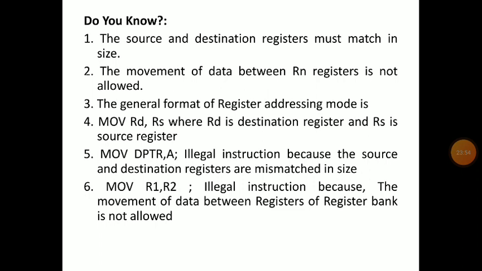You may think that both are registers, so why can't we use these two registers as the destination and source in the register addressing mode? But it is mismatched and it is illegal. MOV R1, R2, right? This may also seem possible, but it is an illegal instruction, because the movement of data between the registers of the register bank is not allowed.